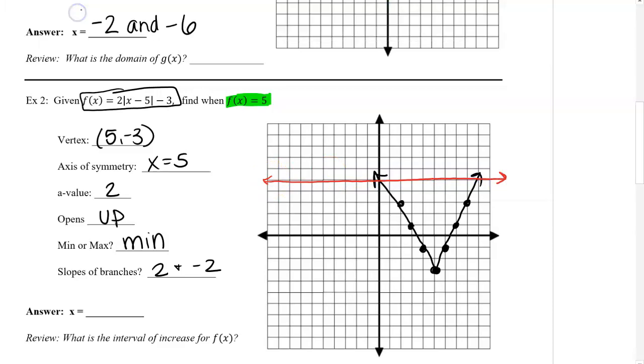Notice that if you don't draw enough points on your absolute value function, you might not see it. So you really want to be sure that you continue your graph so that you can perfectly see the intersection point. You can notice I had to fix mine here.